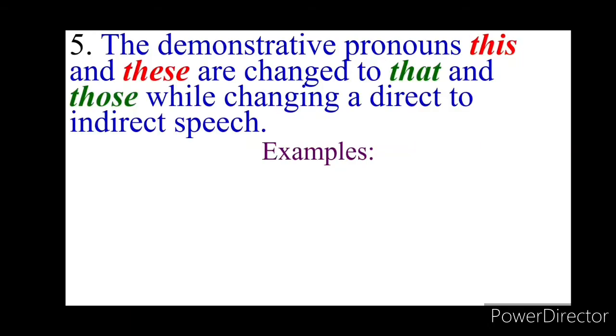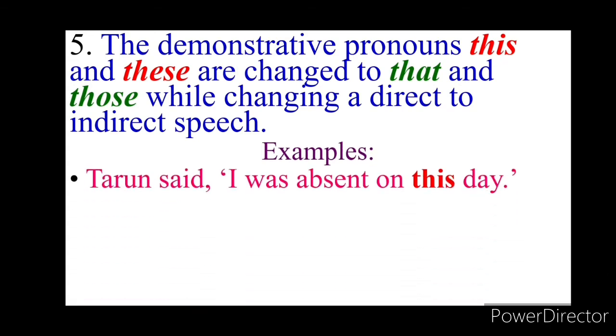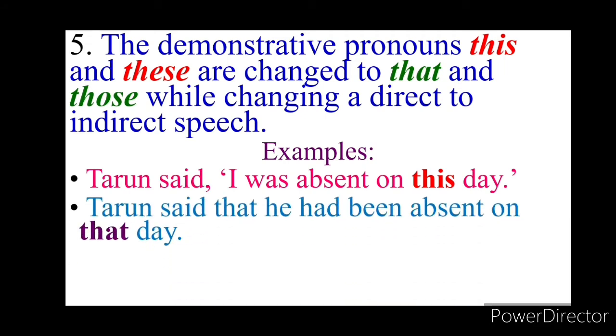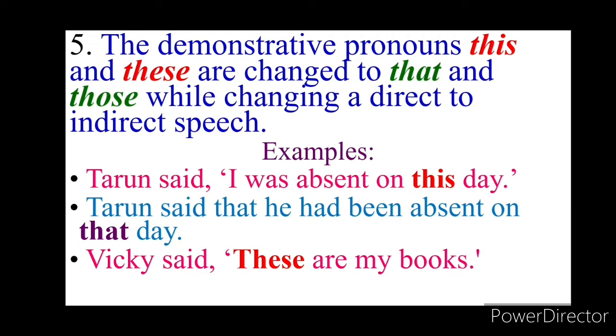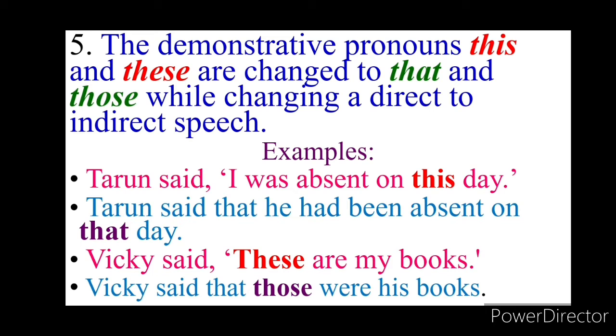The demonstrative pronouns this and these are changed to that and those while changing direct to indirect speech. Examples: Tarun said, "I was absent on this day." In indirect speech, Tarun said that he had been absent on that day. This changed into that. Another example, Vicky said, "These are my books." In indirect speech, Vicky said that those were his books. So these changed to those.